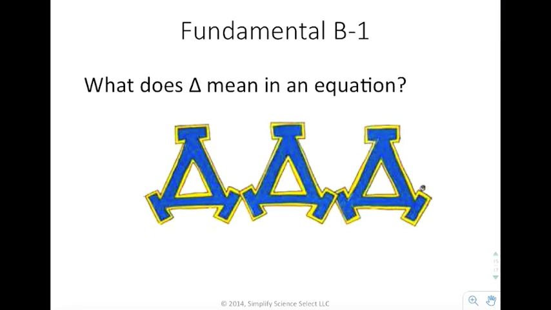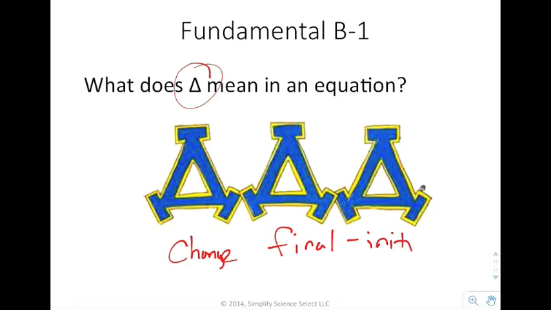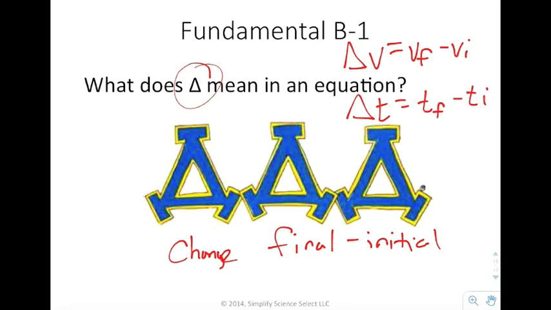So what does delta mean in the equation? Remember, delta means change, but more specifically, it means final minus initial. So for example, if I asked you what's the delta V, it would be VF minus VI. If I asked you to solve for delta T, it would be TF minus TI. If I said, what's your change in your grade, it would be your final grade minus your initial grade. Okay, delta always means change or final minus initial.